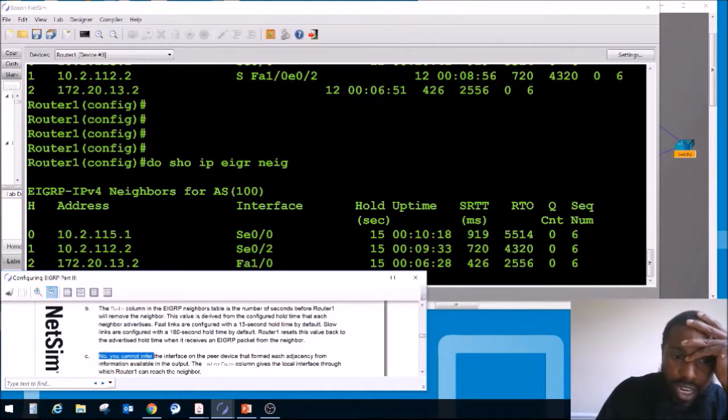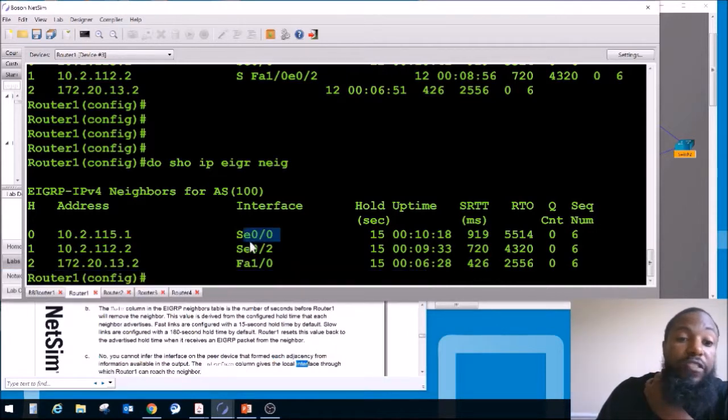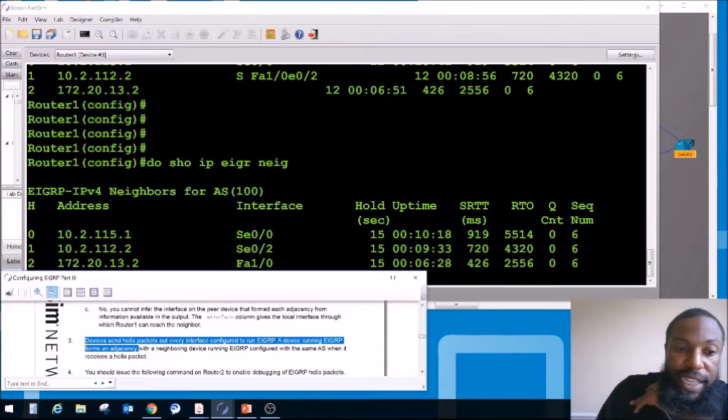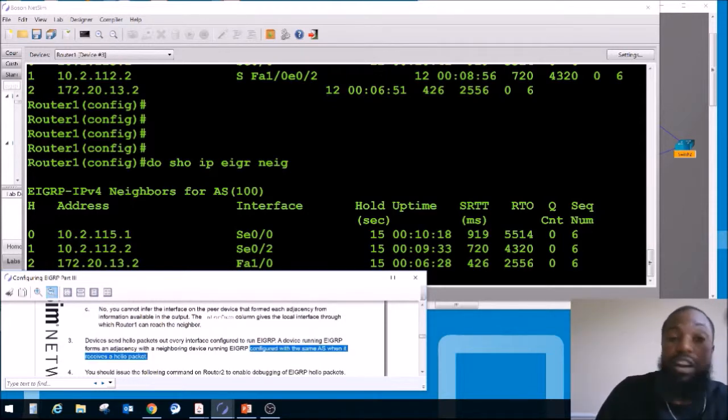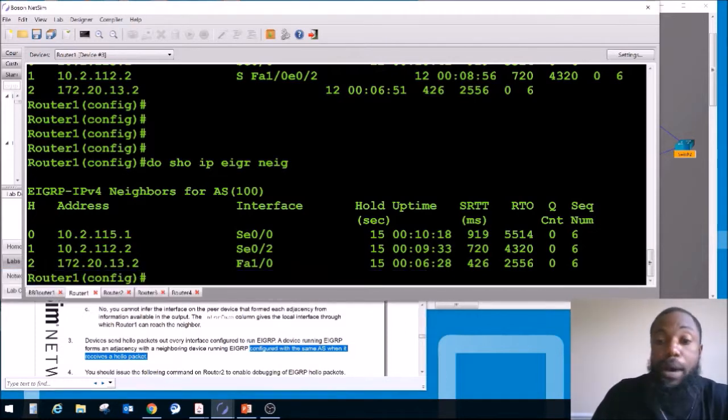Oh, it says here, no, you cannot infer the interface on the peer device. The interface gives you the local interface. Oh, okay, that's my bad. So this is the local interface, not their interface. I think there's another show command that'll show you what interface it was learned from on the neighbor. Devices send hello packets out every interface. Like we said, a device running EIGRP forms an adjacency with a device configured with the same AS when it receives the hello packet. So yes, I'm sorry, the AS does have to be the same. The hello timers have to match, and the K values have to match. That's three things that have to match. So my bad for steering you wrong.